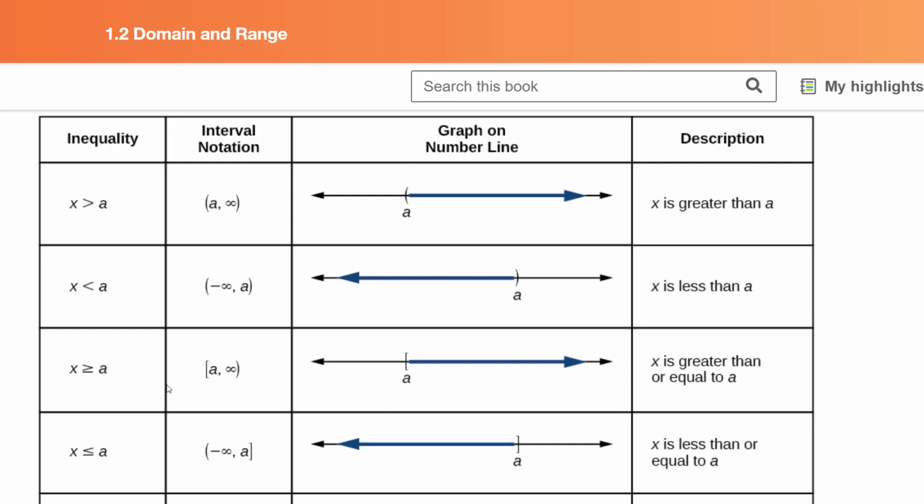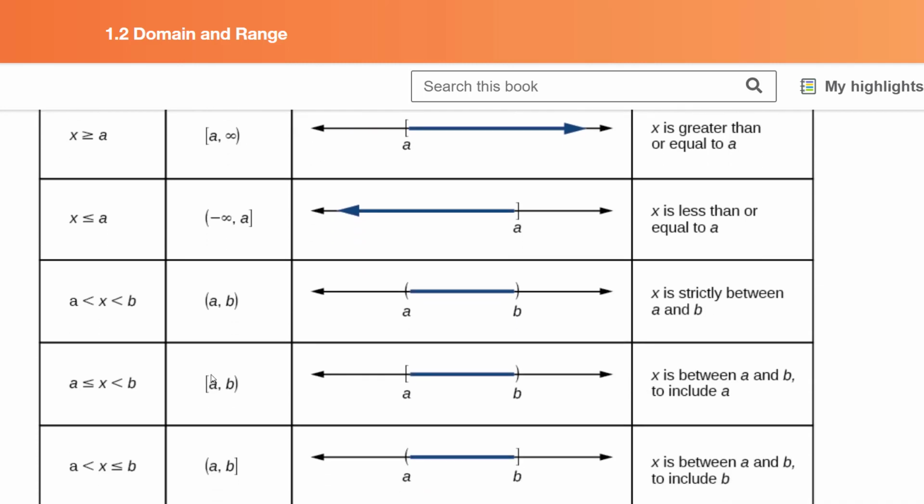X greater than or equal to A, however, looks like this. Now, in the book, they've used the bracket instead of a dot, and they've used the parentheses instead of a circle. That's fine. You can do it either way. But this is x is greater than or equal to a, and the most important thing is, here's the interval notation for it. Okay, I'm going to scroll down a bit.